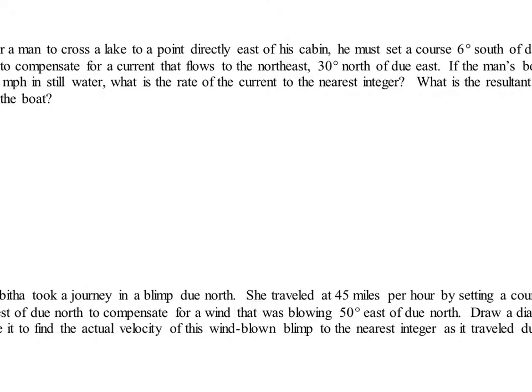So he's starting off at his cabin. He wants to get to a spot directly east of where he is. Right, east of his cabin. Here's a point directly east of his cabin. That's where he wants to go. So this should be the resultant. All right, all the forces at work here. This is the path that he should end up on. All right, he sets a course 6 degrees south of due east. So he's like, something like that. But then there's a current that's going 30 degrees north of due east.